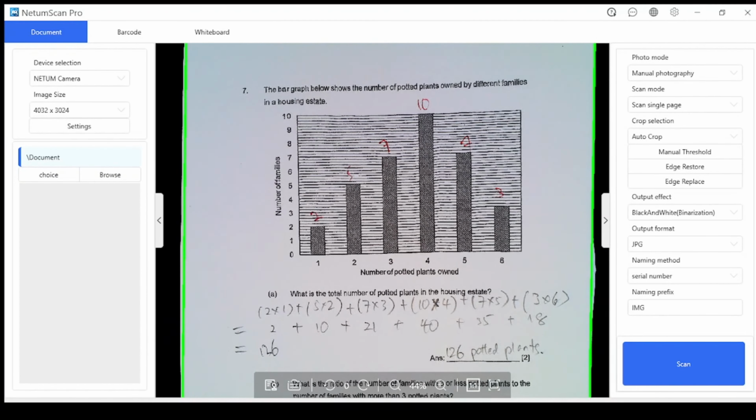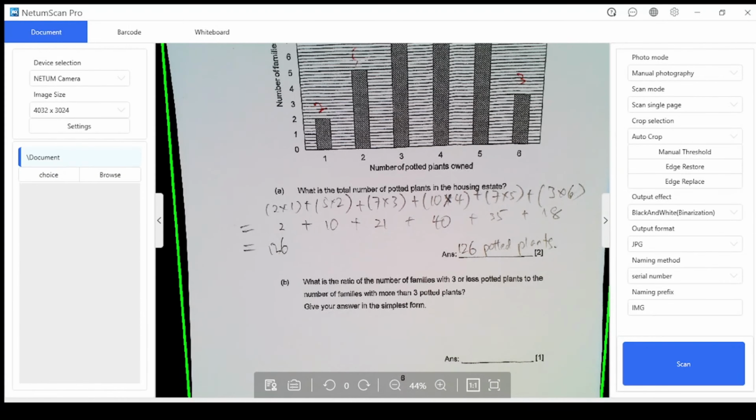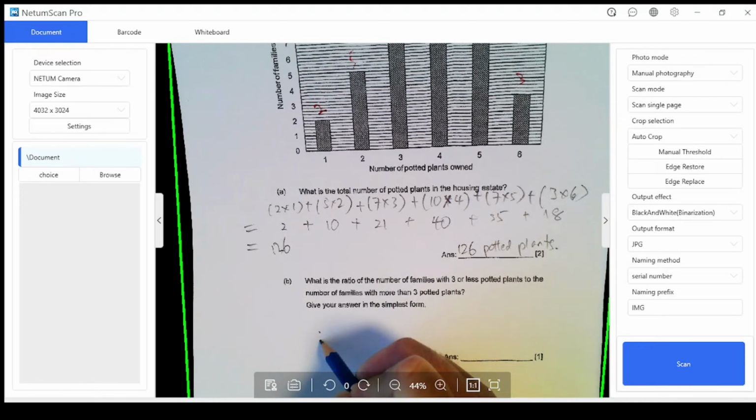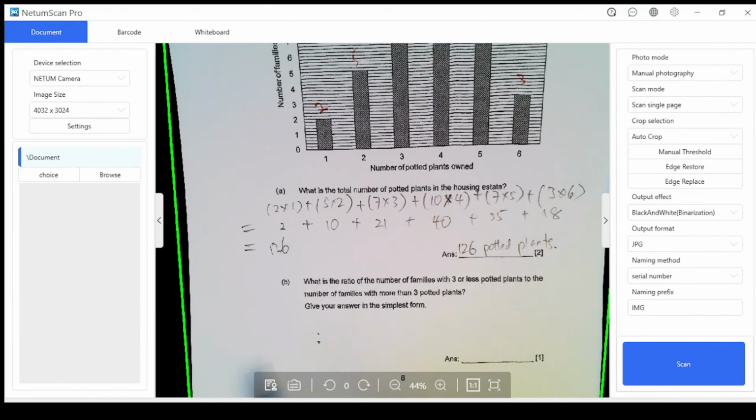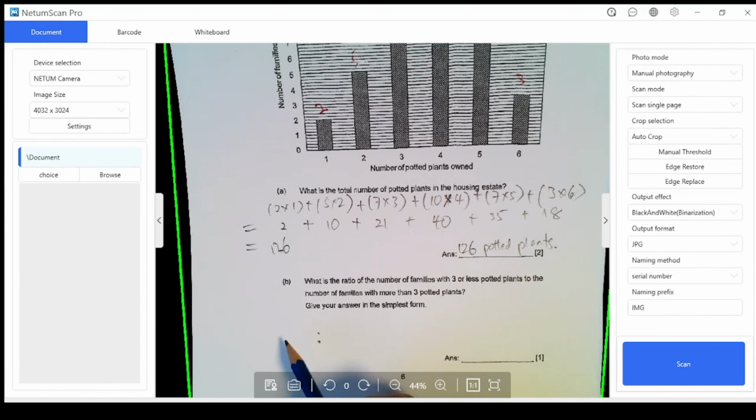Okay, so part B. What is the ratio of the number of families with 3 or less photo bonds to the number of families with more than 3 photo bonds? Okay, ratio. So on one side you have 3 or less. On the other side, you have more than 3.